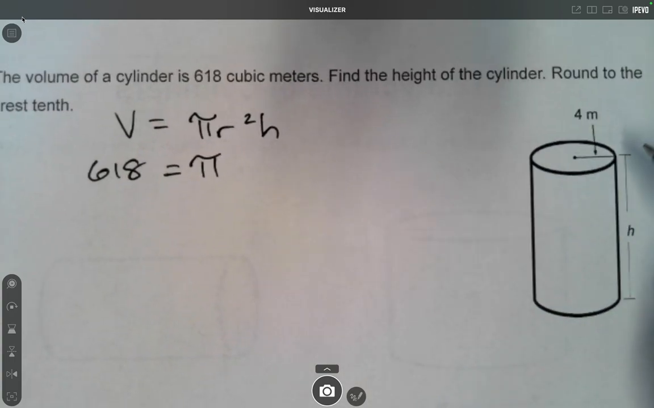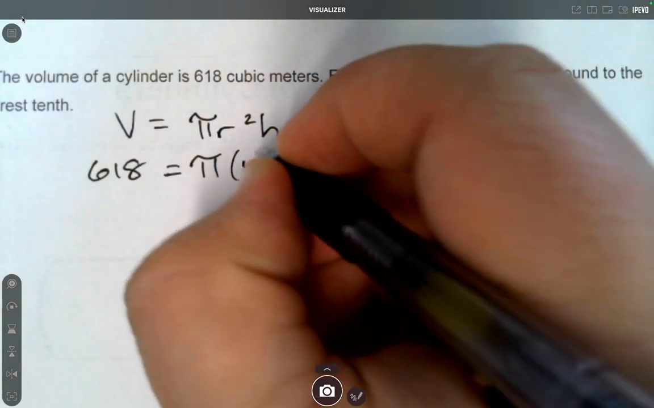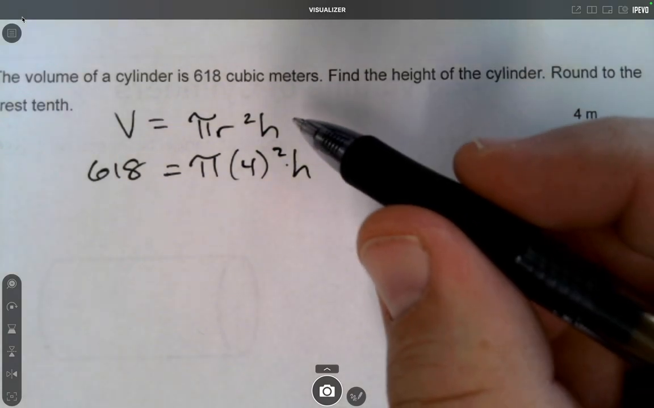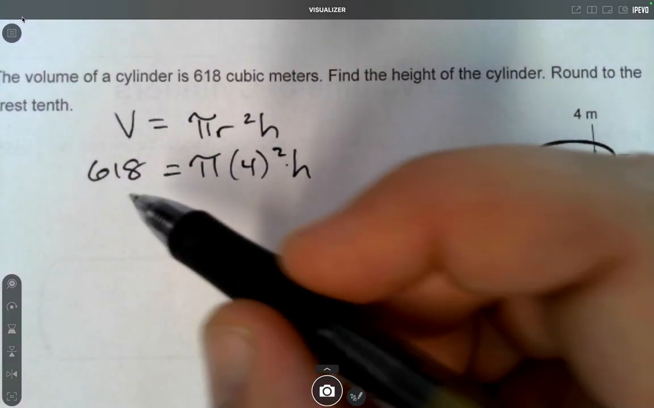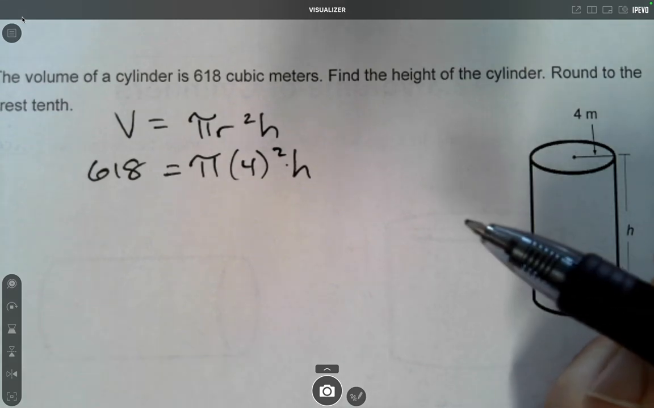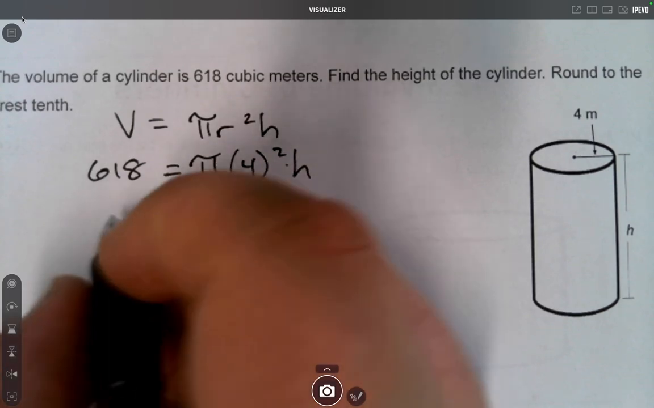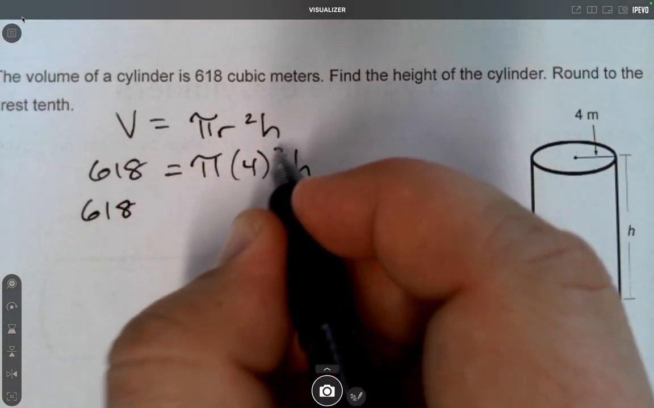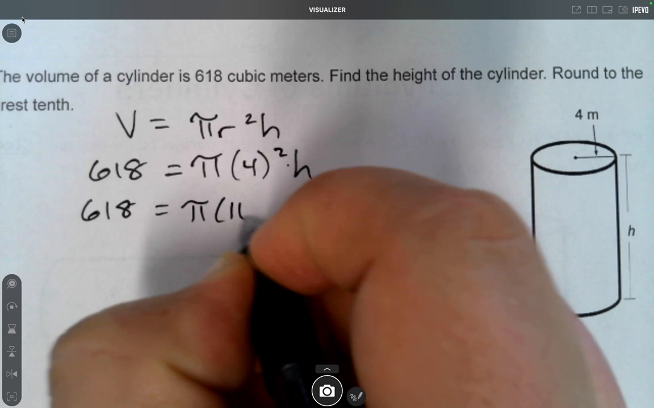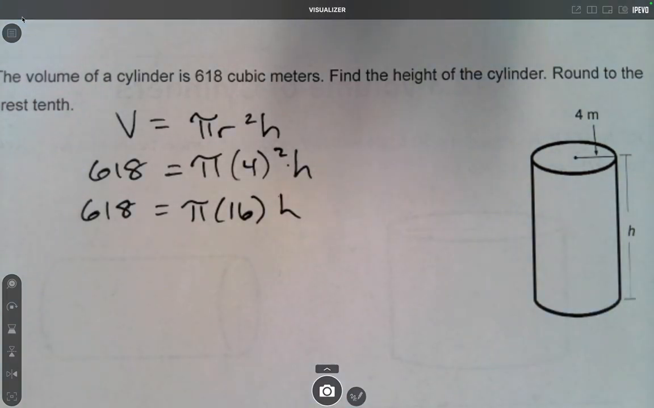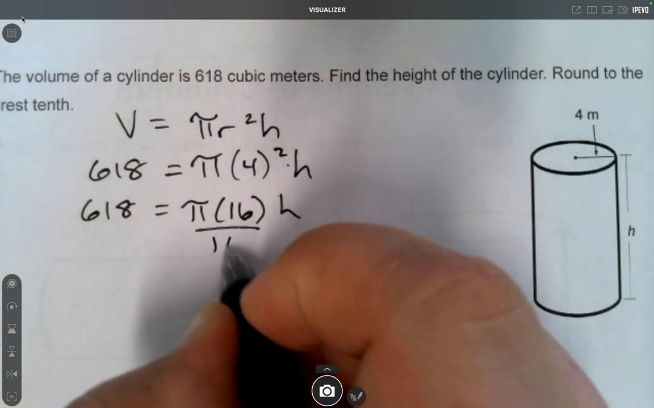Well, here we go. We've got a picture that gives us more info here. The 4 meters is the radius, so I can plug in 4 for r. And we don't know h, we're searching for that. So still dealing with the same formula, but this time instead of searching to find the volume, we're searching to find the height. So I plugged in what they told me. The volume is 618, the radius is 4. I'll start by squaring the 4. 4 squared is 16. So I need to divide both sides by 16.